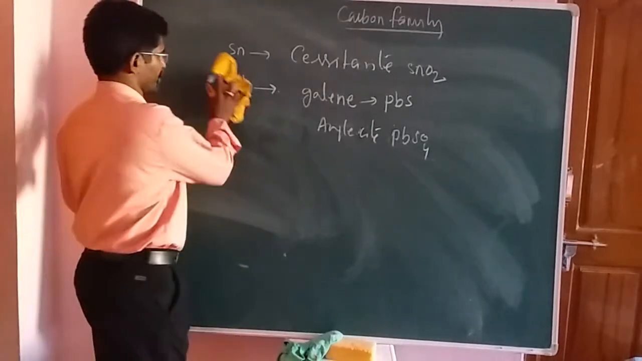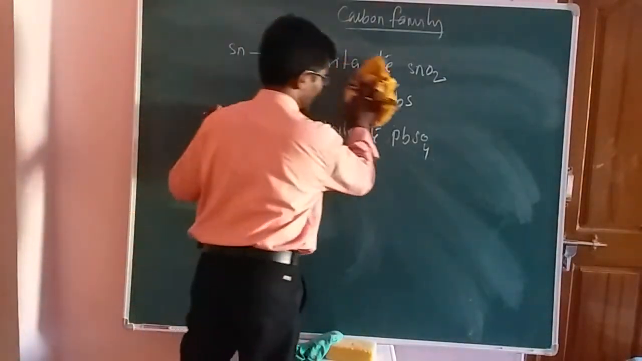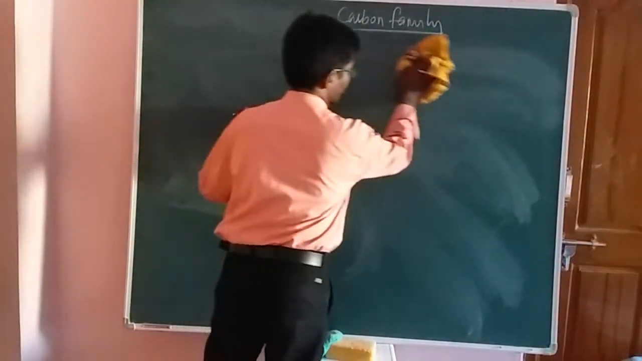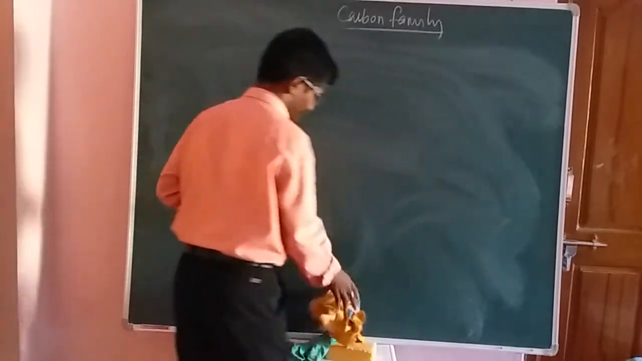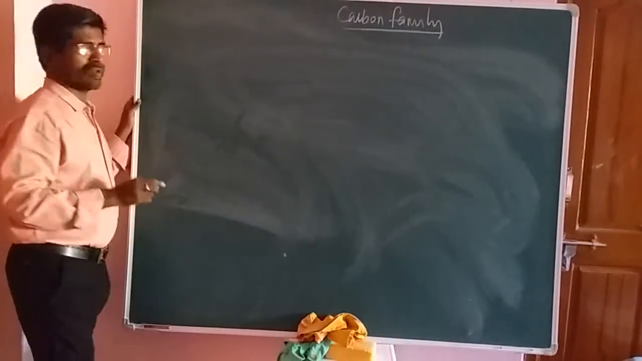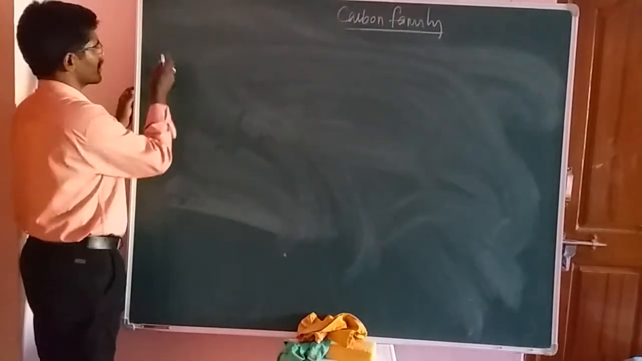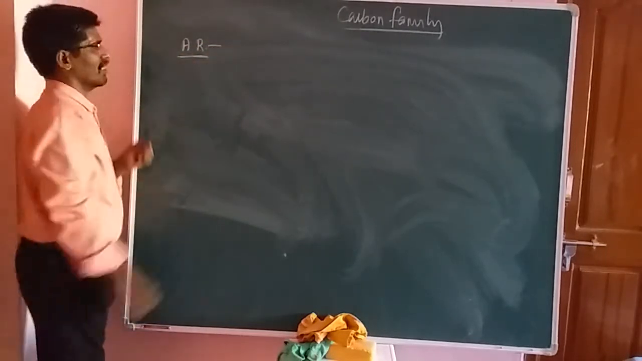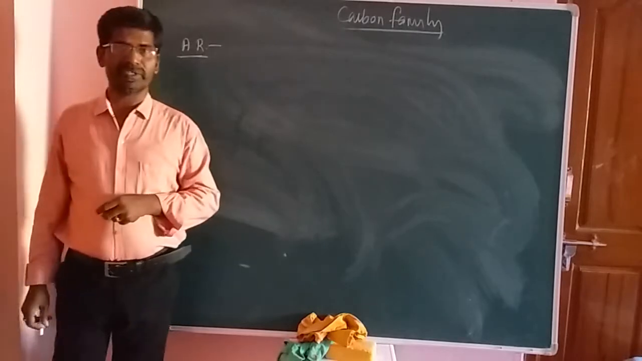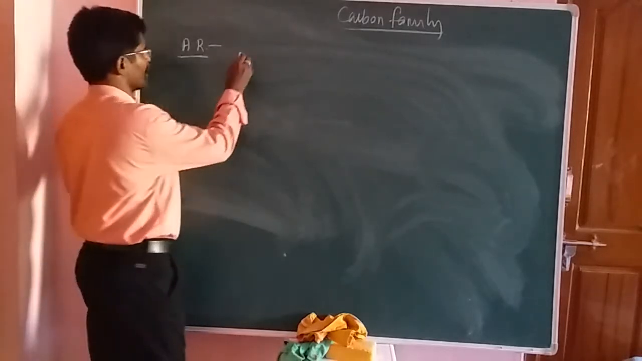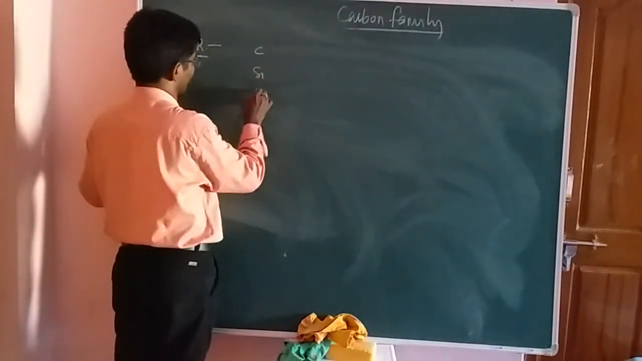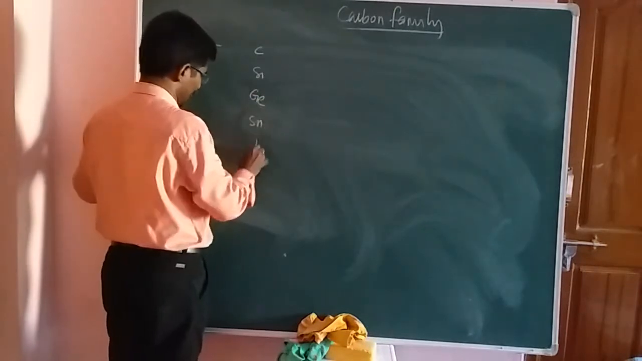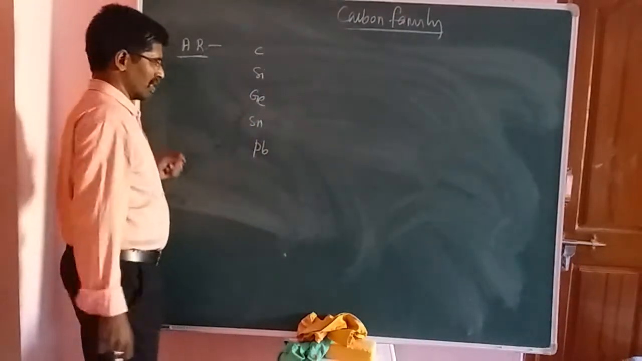Now I will explain these properties related to the group 4A elements. First of all, I will talk about atomic radius of the group 4A elements. We take the elements carbon, silicon, germanium, tin, and lead. So these are the elements.